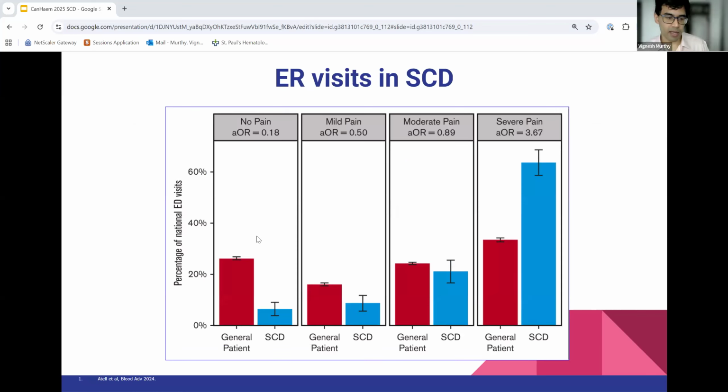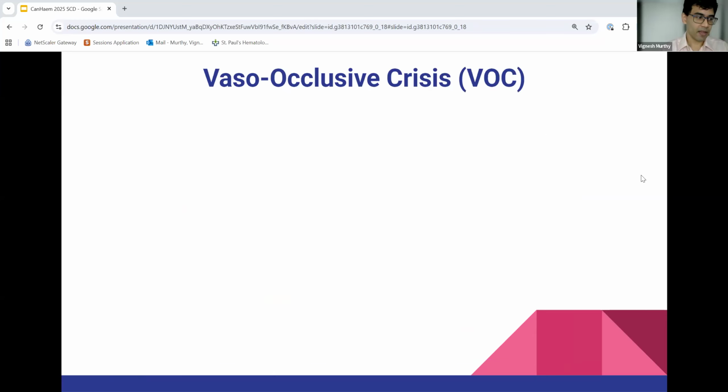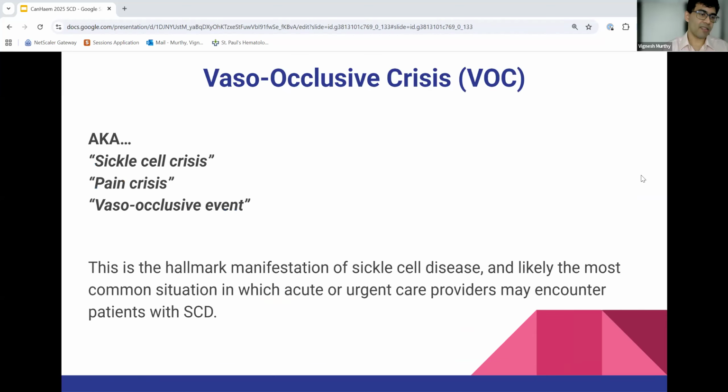This is an American study that looked at ER visits. And so, of course, as you can see, compared to the general population, patients with sickle cell disease were significantly less likely to have no pain and significantly more likely to have severe pain. So the vaso-occlusive crisis, aka the sickle cell crisis, aka the pain crisis, the vaso-occlusive event, these are all words to describe the same thing. This is the hallmark manifestation of sickle cell disease and likely the most common situation in which an acute or urgent care provider may encounter someone living with sickle cell.